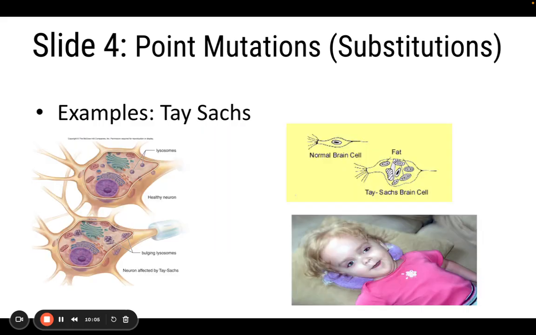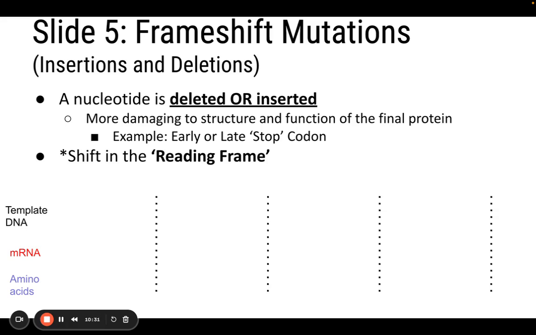Another example is Tay-Sachs disease. This is a rare genetic disorder that gets passed from parent to child. So this affects the germline cells. It is caused by the absence of an enzyme that helps break down fatty substances in the nervous system. These fatty substances kind of build up to toxic levels in the brain and spinal cord, and it affects their function overall. Now let's look at a frameshift mutation.